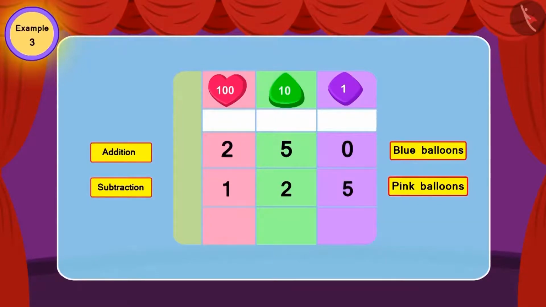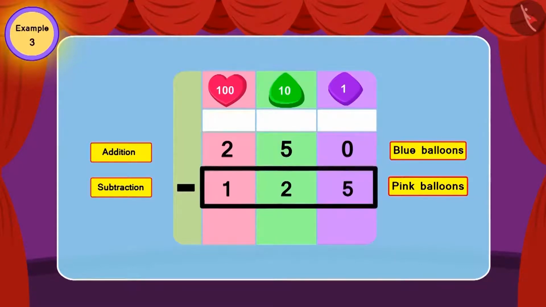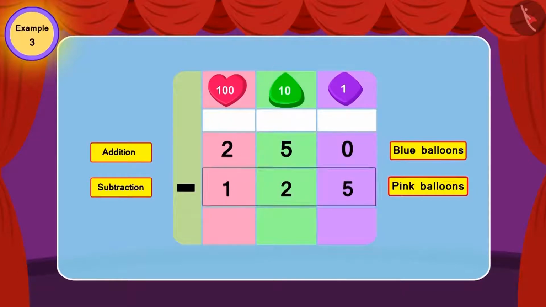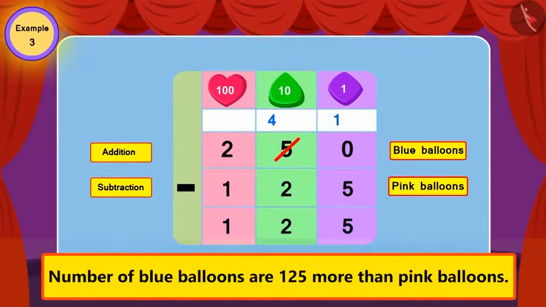Oh wow, children! This is the correct answer. In this question, we will use subtraction, because the number of blue balloons is more than pink balloons. For this, from 250, 125 is to be subtracted. And now we can see that the number of blue balloons are more than pink balloons by 125.